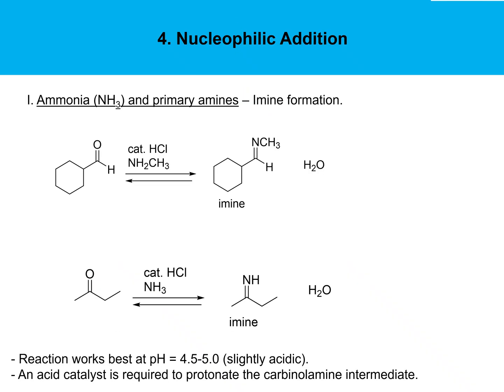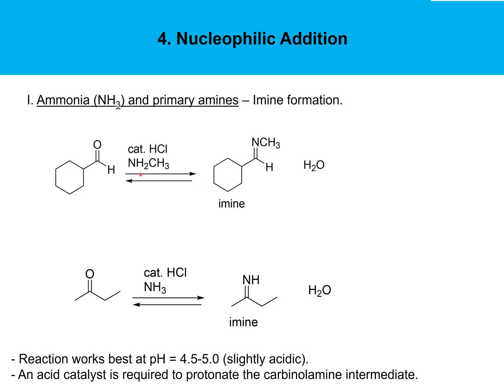Let's take a closer look at the reaction between ammonia or primary amines with ketones and aldehydes to produce imines. Here's an example with an aldehyde. If we use a primary amine, you can recognize primary amines by the fact that they have 2 hydrogens and 1 alkyl group. Using a catalytic amount of acid like HCl will produce an imine.